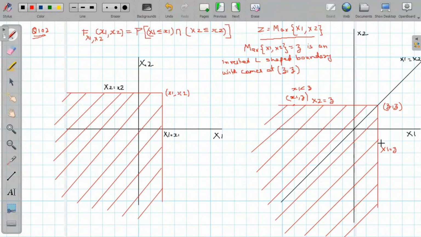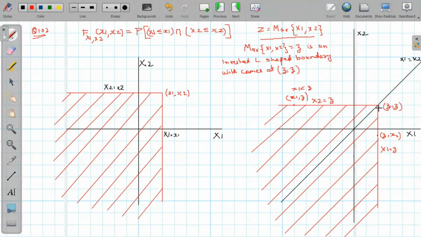Similarly you can take a point anywhere on this section of the line. For example, if you take a point here, you can write this point as z comma x2, because here x1 is z and x2 you write as x2. By a similar explanation, we can write that anywhere here x2 is less than z. So maximum among x1 and x2 here is z. So for all the points that are lying on this line, maximum x1 comma x2 will be equal to z.